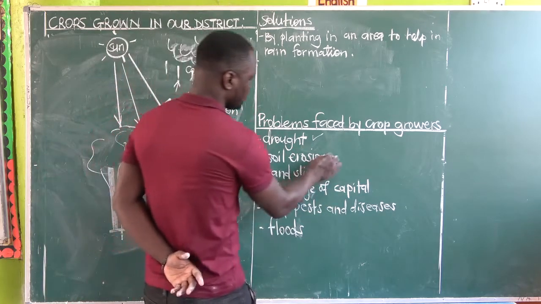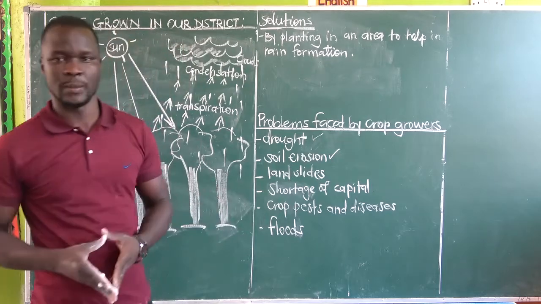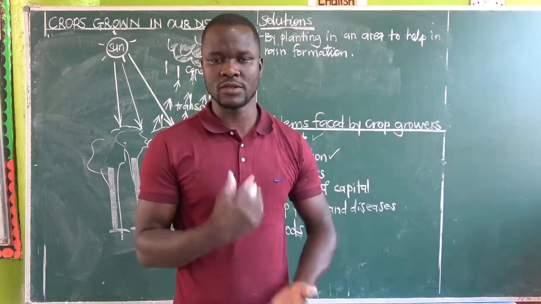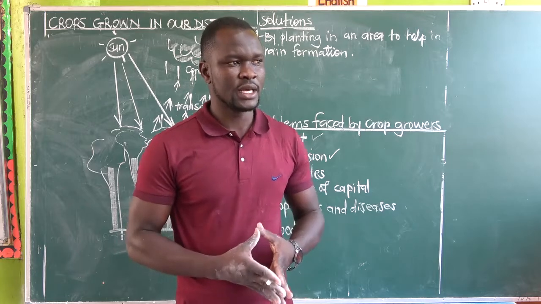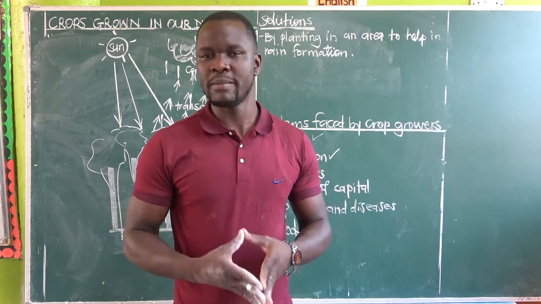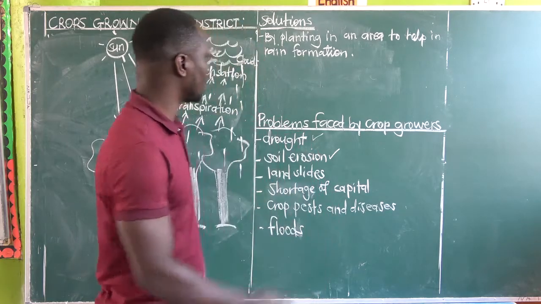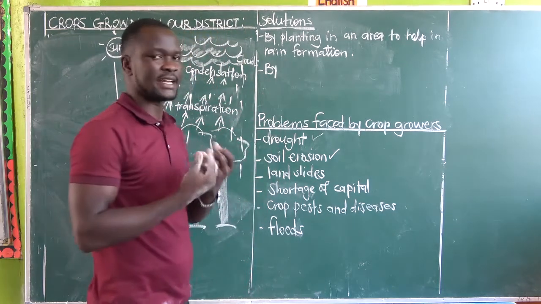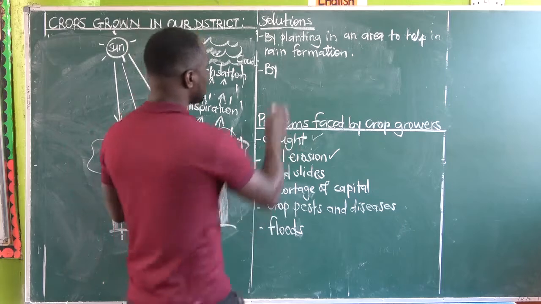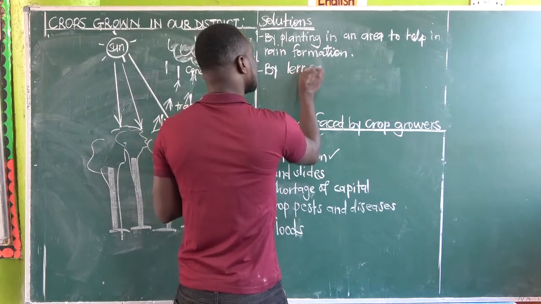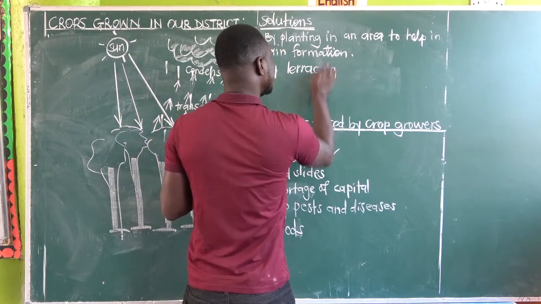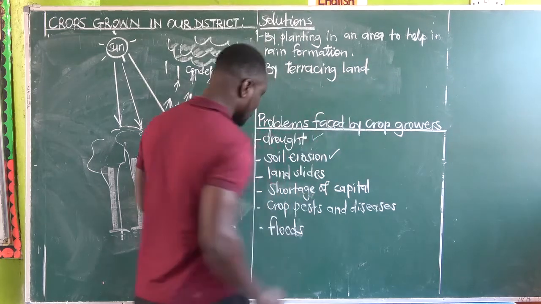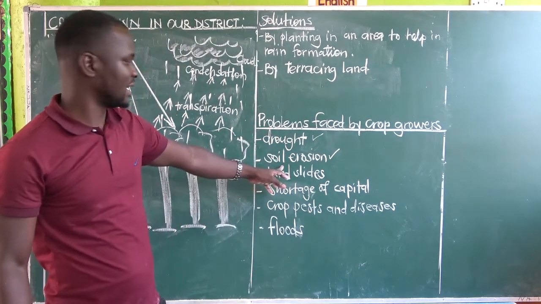Number 2, we have the problem of soil erosion. How can we address this problem? How can we solve this problem of soil erosion? Now, soil erosion is solved by having proper methods of farming. For example, in hilly areas, people are encouraged to build terraces on their farms, and that is what we call terracing. By terracing land, that is enough. We have already addressed the problem of soil erosion.